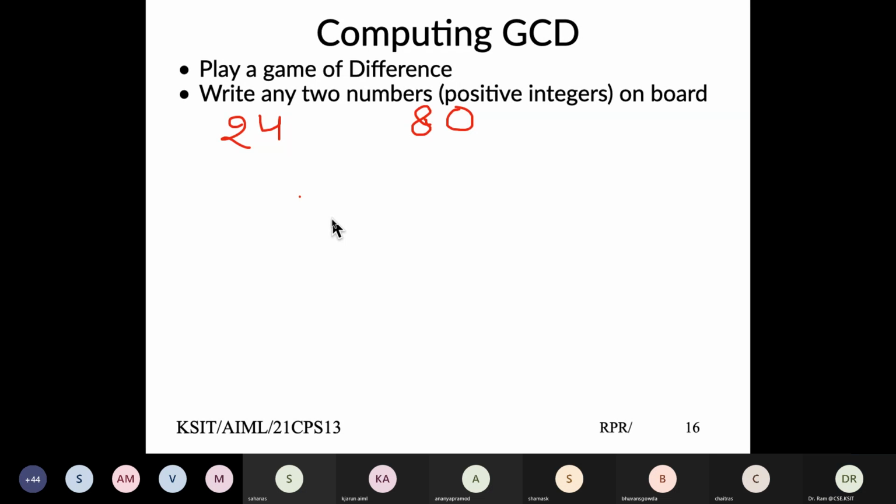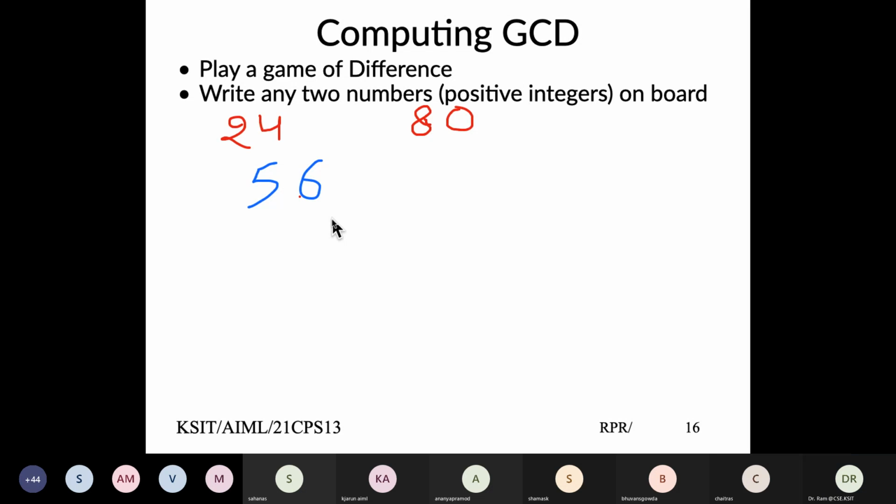Sir, probably second, because the number 80 is highest, so we might get more results in that. Okay, let's play that game. Let me play first and you play second. So the difference is only 56. There is no other difference. Now you have three numbers. Can you tell me the difference which I need to write? The difference could be of any two numbers which is not on the board.